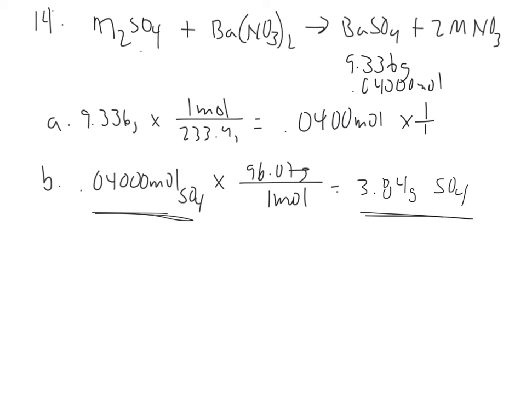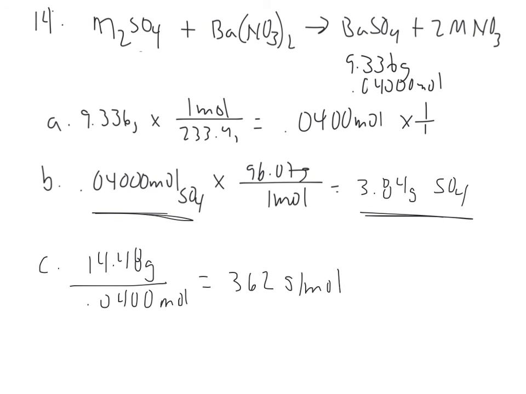So then C wants to know what is the relative molar mass of M2SO4. Well, this one, I know that I have 14.48 grams total. That's what they told me up on the top. And I also know that I formed 0.04 moles of M2SO4, because if I formed 0.04 moles of SO4, that's also how much of the whole compound we formed. So I could just divide these. My grams divided by moles is my molar mass, and this turns out to be 362 grams per mole.